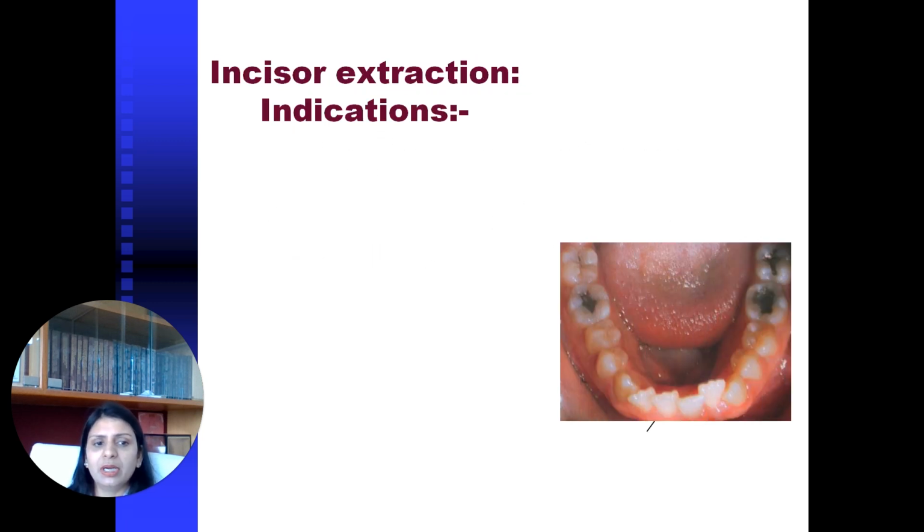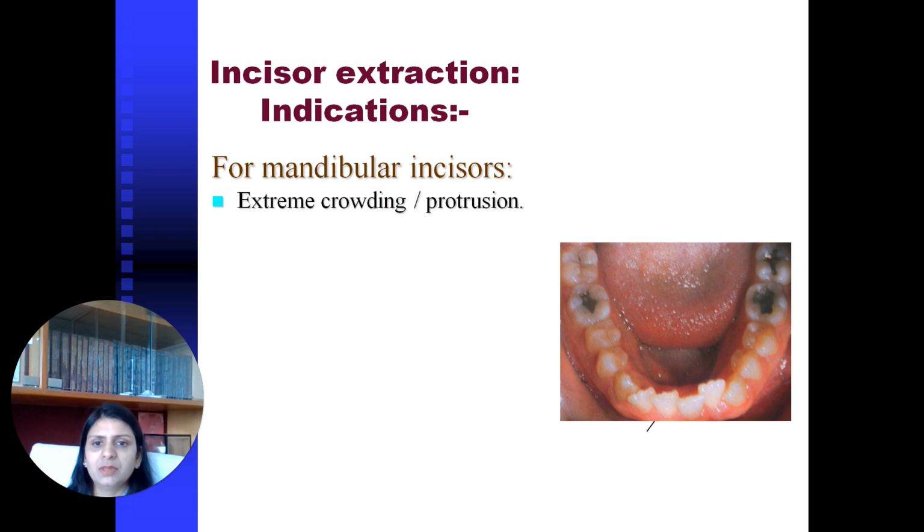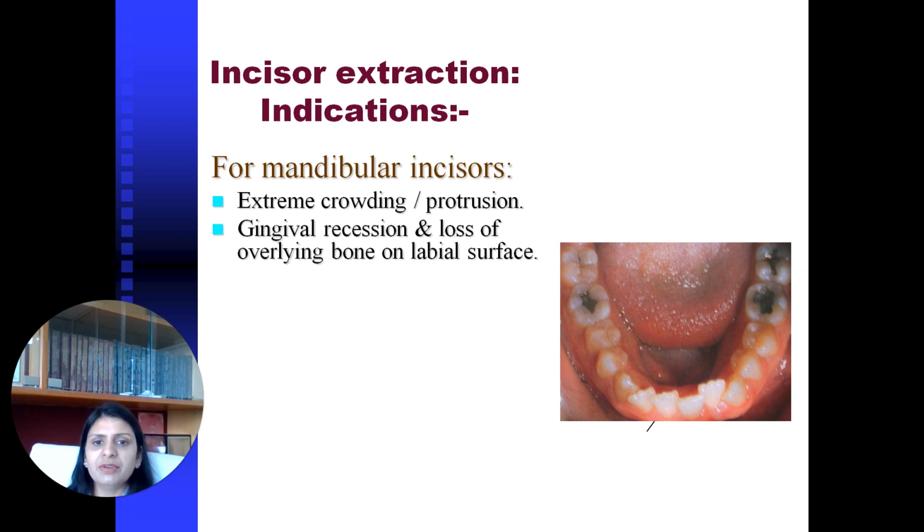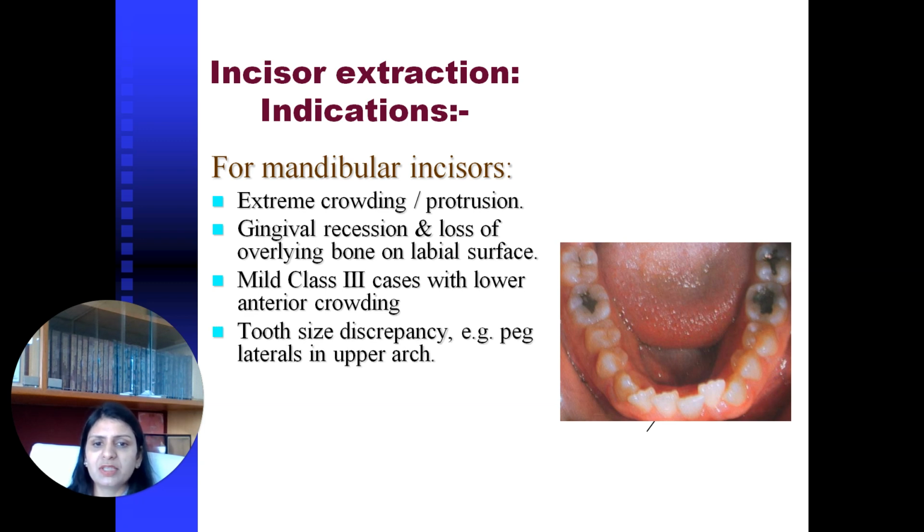Then there is the incisor extraction, or I can say the lower incisors, because the upper incisors are never extracted for orthodontic treatment. So indications for mandibular incisors are whenever there is extreme crowding or extreme proclination or protrusion, gingival recession and loss of overlying bone on the labial surface, where the teeth have fair to poor prognosis, and mild class 3 cases with lower anterior crowding, in whom we want minimal retraction of the lower teeth. Whenever there are peg laterals in the upper arch or tooth size discrepancies in the upper arch, to eliminate that Bolton discrepancy, we can go for extraction of a lower incisor.